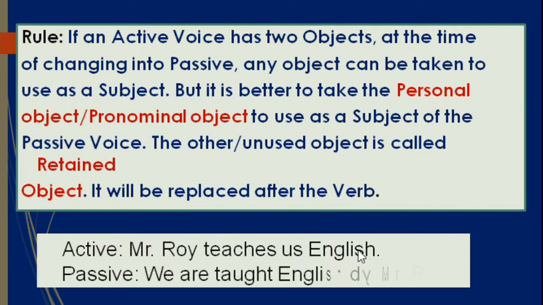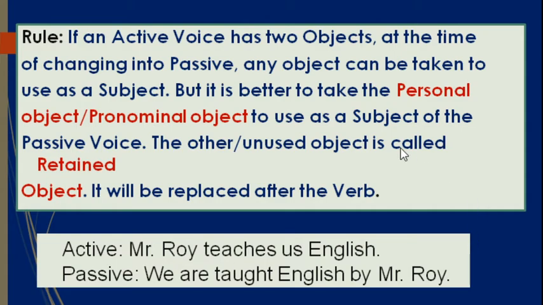Mr. Roy teaches us English. Here you have an option. You can pick up any object, us or English. You can take any object among the two. So you can take English or you can take us. I am taking us, so it will turn into we. This is present indefinite tense, so our auxiliary verb will be am, is, are. We are, V3 form, we are taught English by Mr. Roy.